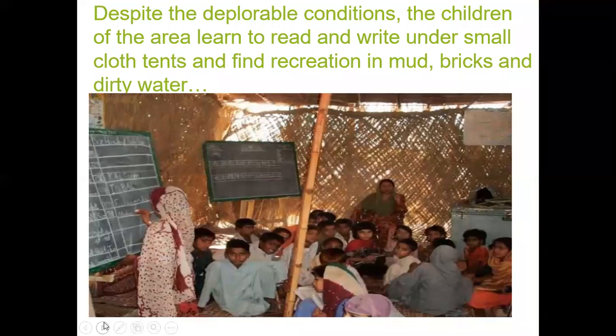Now, despite the deplorable conditions, the children of the area learn to read and write under the small cloth tents and find recreation in mud, bricks, and dirty water. All right, so you see that this is the picture in which the children are sitting and they are learning, not in a very well developed and furnished school, but sitting on the mat. They are sitting on the floor, there is no furniture, and they are learning in a very deplorable condition that shows how much poverty we have in our country.